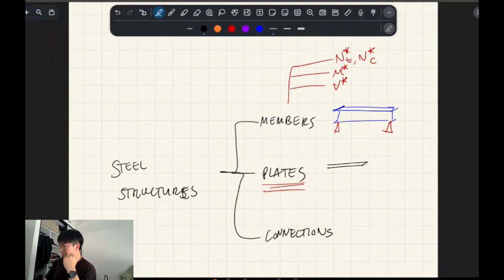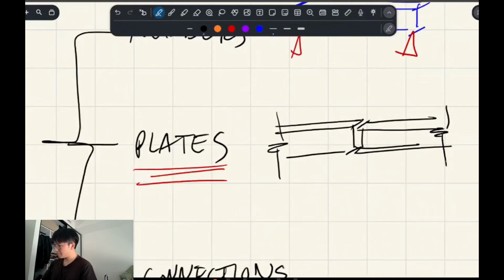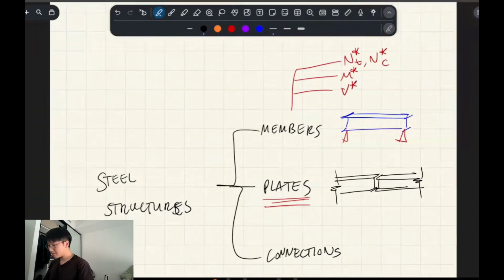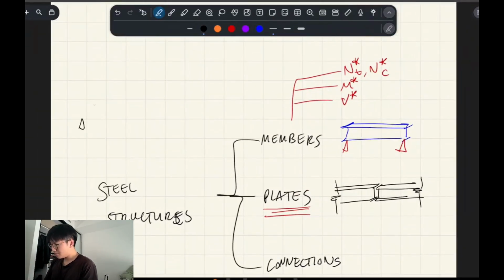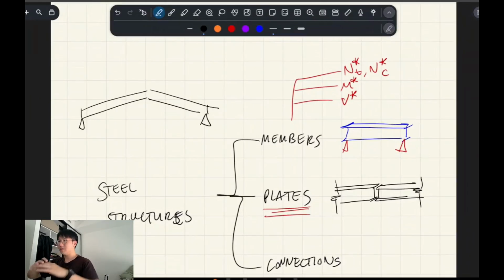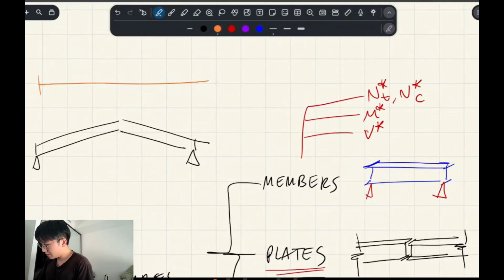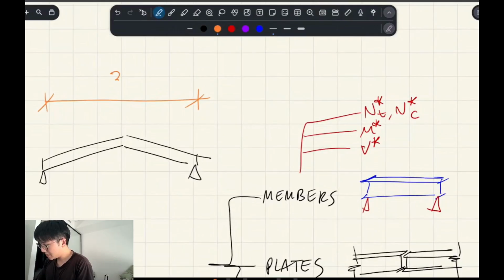Plates are basically, for example, if you had two I-beams, and you want to connect them together because, for example, you have a roof. So these are rafter beams on the top of a roof of a warehouse or something, right? Let's say that this warehouse is 30 meters wide, so the length of this beam has to be 30 meters essentially, right?